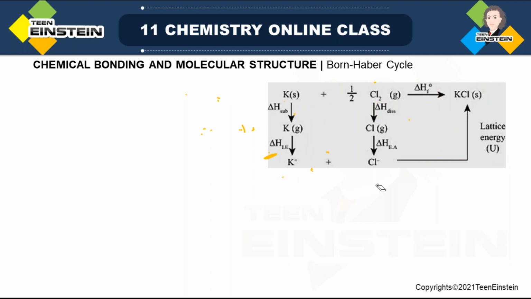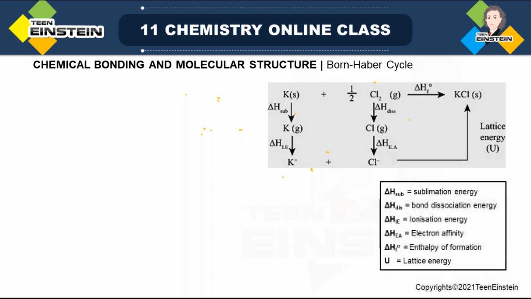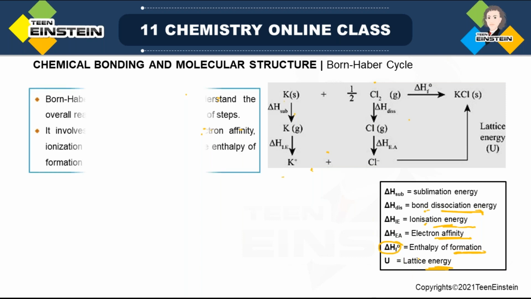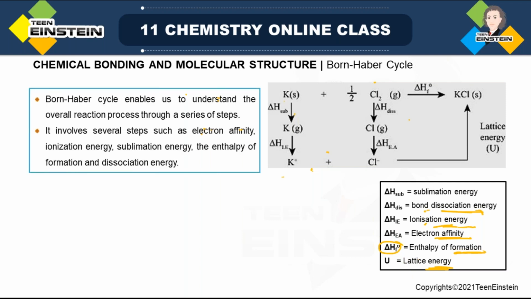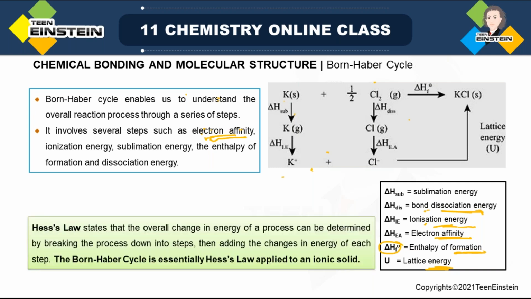So here all the terms that are involved, what those terms actually mean, that is mentioned clearly. Del H sub, sublimation energy, which means you are converting solid to gaseous. Del H dissociation, the energy required for bond breaking. Then ionization energy or enthalpy, electron affinity, enthalpy of formation, and lattice energy. Now this del H F naught is related to other terms, and how, you will see. So the Born-Haber cycle enables us to understand the overall reaction process through a series of steps. It involves several steps such as electron affinity, ionization energy, sublimation energy, etc. You have already seen all these terms. And this Born-Haber cycle is based on Hess's law.